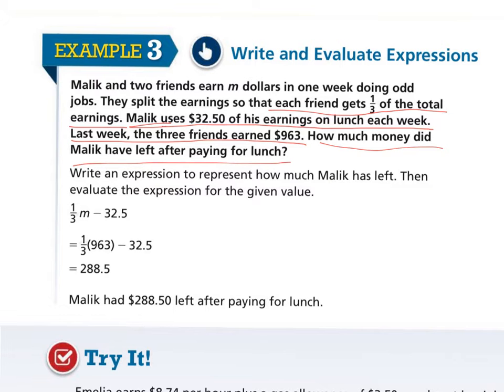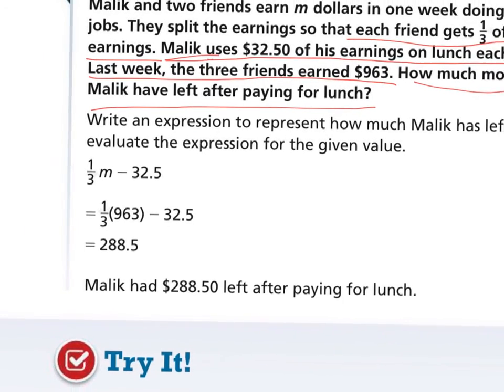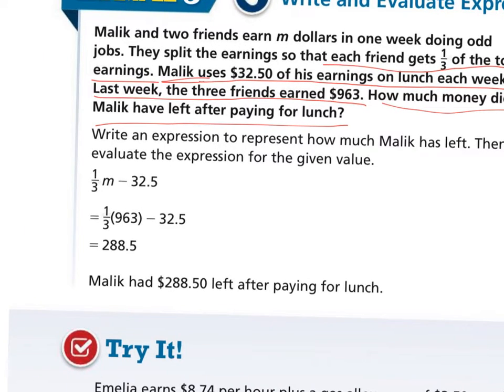So, if they ask us to do this, if we have to write an expression first, that's what they did here. They said to see how much Malik got, he got 1/3 of that total amount, and then minus $32.50 that he paid for his lunches. So that would be an expression. The total amount that they got the 1 week was $963, so we'll just take 1/3 of that and then subtract $32.50, and they got $288.50. Another way we could do that, besides taking 1/3 of that, we could take that M divided by 3. That would be doing the same thing.